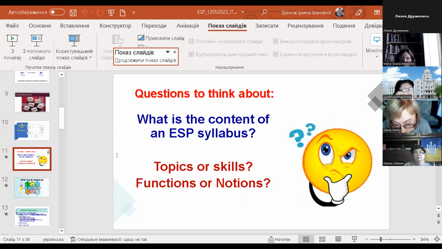We need to think about what is the content of an ESP syllabus. What shall we focus on? Topics or skills, functions or notions? How do you think? I would like to give you half a minute to think about it. Is it so easy to decide what to focus on? Any ideas? You might type in chat and I will see, but I see nothing in chat. Well, okay.